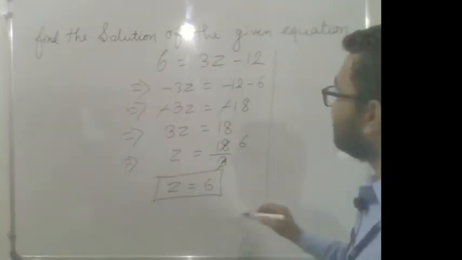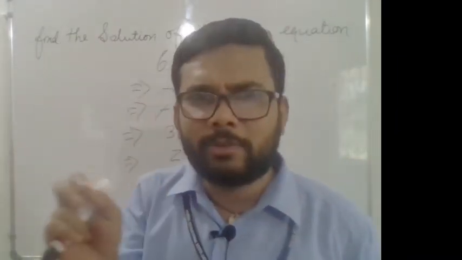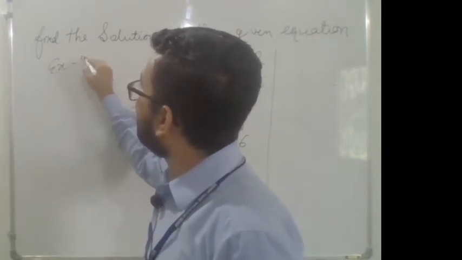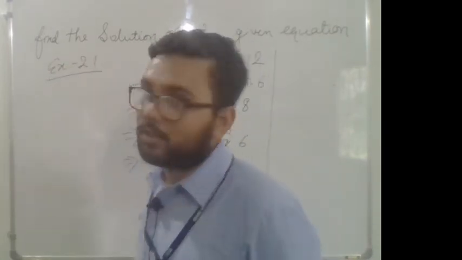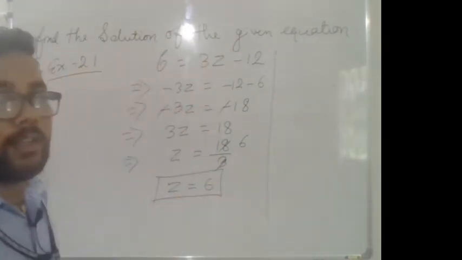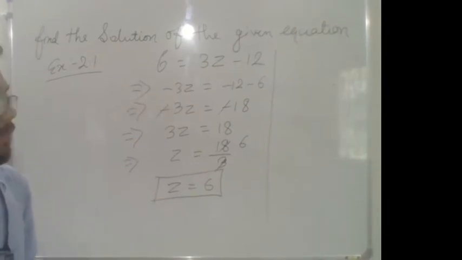On the basis of these two examples, you will have to solve all the questions. Only 7 or 8 questions are there in exercise 2.1. Solve all the questions; these types of questions are there. Okay, only 7 or 8 questions are there.